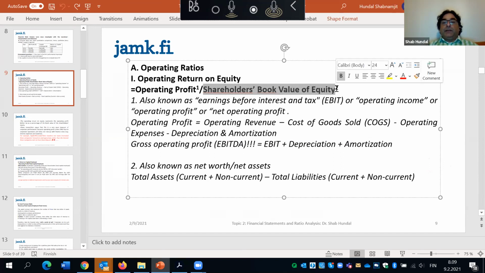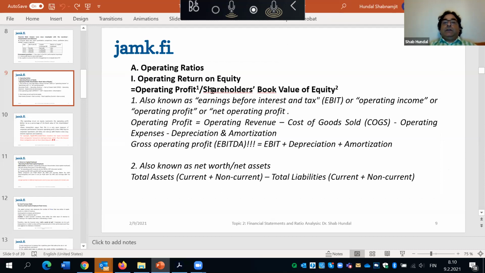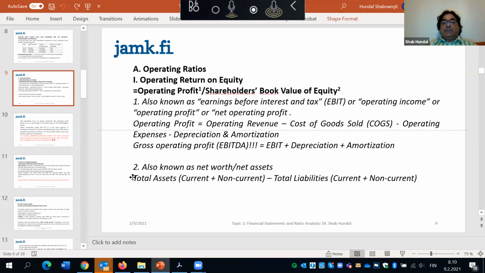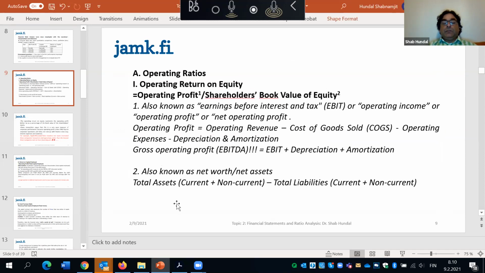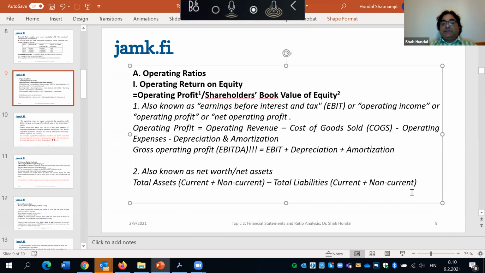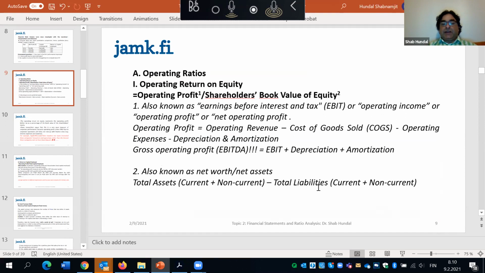But if you are given some kind of puzzle and somebody says that the total assets of the company are 100, total liability is 50, so calculate the book value of equity. Then you should know that the book value of equity is always equal to total assets 100 minus total liabilities 50. Hence, the value would be 50. So you should be knowing it.